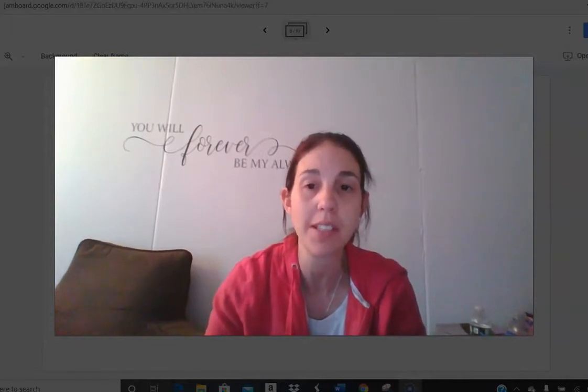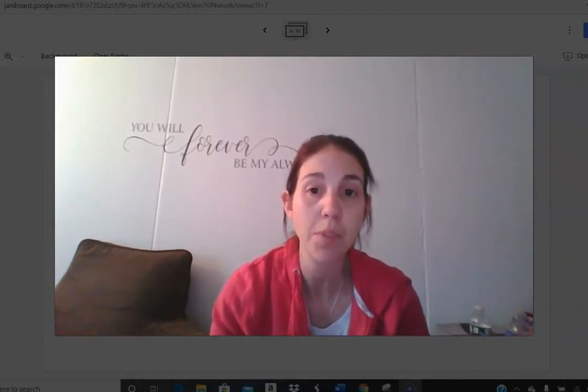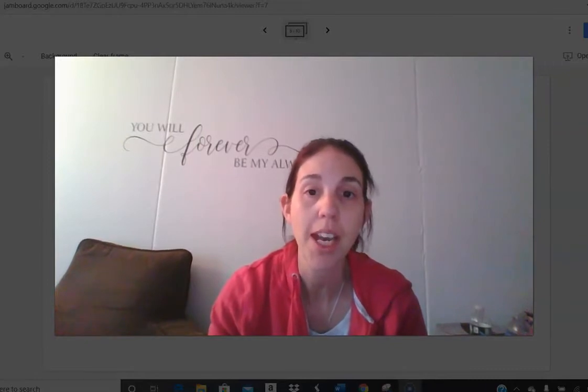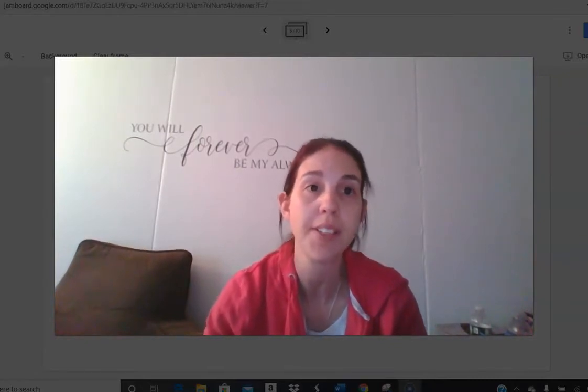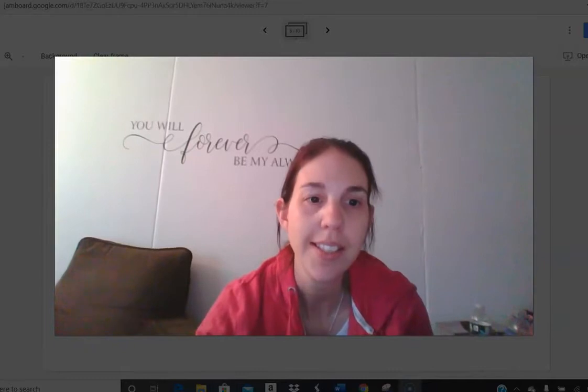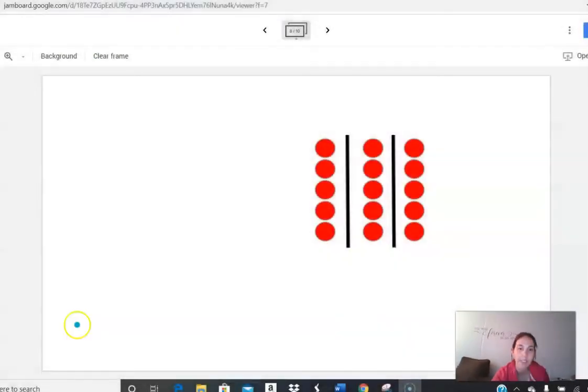Today we're going to be looking at arrays and how we can draw arrays. The last couple of days we've been looking at using objects to make arrays, and now we're going to look at drawing arrays and how to organize them. Let's look at our first one.